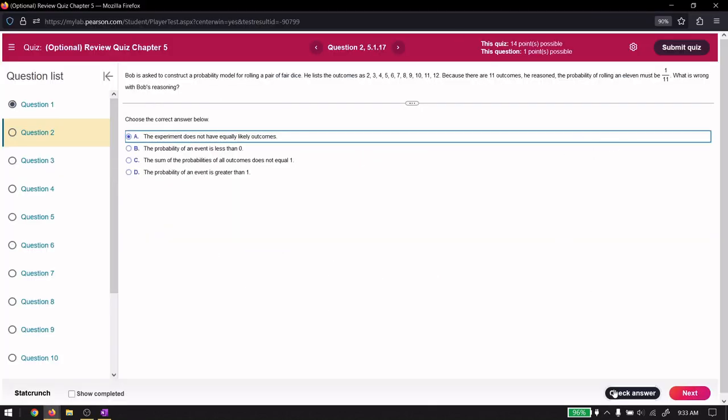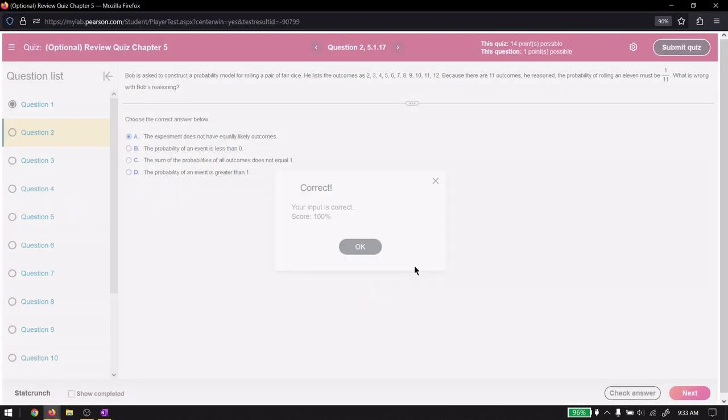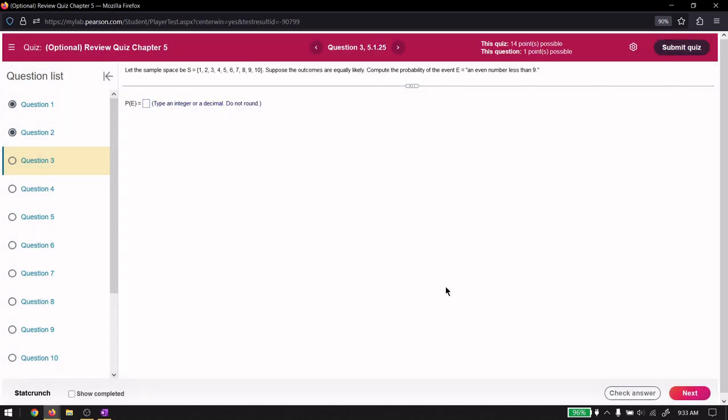Okay, let's check our answer. And that's correct. Okay, the next problem. We have a sample space of 1 through 10, and suppose the outcomes are equally likely, which is not the case for the previous problem, right? And we have: compute the probability of an even number less than 9, as an integer or a decimal.